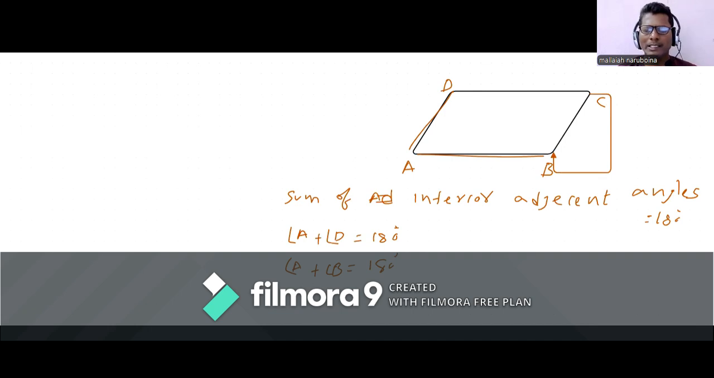Finally, angle C plus angle D is also equal to 180 degrees. When the sum of two angles is 180 degrees, they are said to be supplementary angles. So remember, the sum of interior adjacent angles is 180 degrees. Angle A plus angle D, angle A plus angle B, angle B plus angle C, and angle C plus angle D are each equal to 180 degrees.